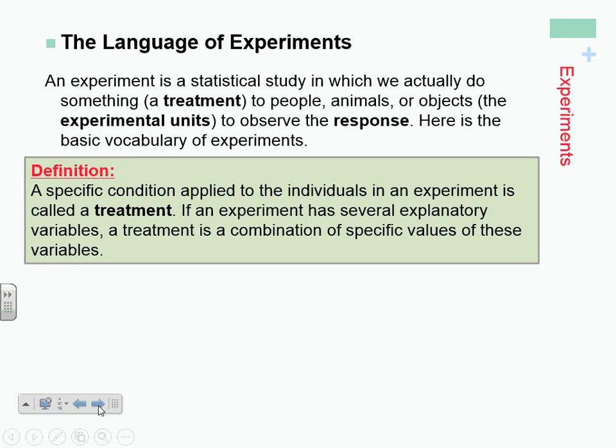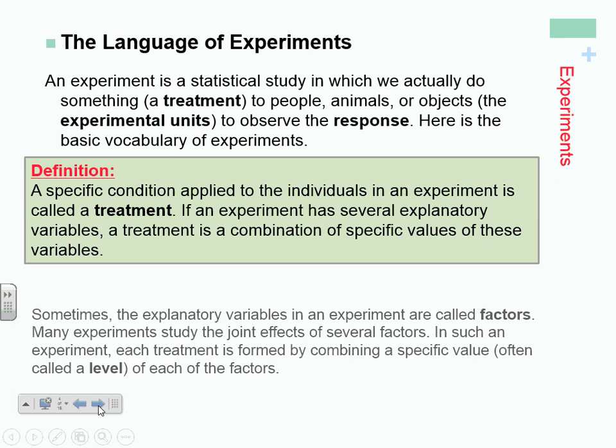So for instance, say you want to see if SAT scores are going to improve. The treatment might be a combination of explanatory variables. Maybe these people are going to eat a better breakfast as well as take an SAT prep class. So both of those things are explanatory variables, but together they make up the treatment. So make sure you know the difference between the two.